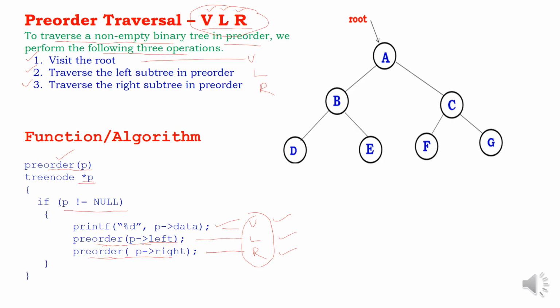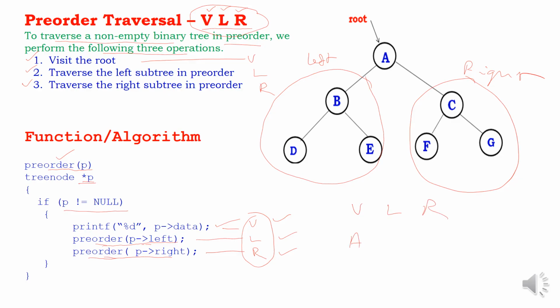See here, for example, in this particular binary tree, where A is the root node, B, D, E is the left subtree, and C, F, G is the right subtree. So the definition is VLR. Visit the root node. The root node is A. Traverse the left subtree in preorder. After visiting A, preorder P left. Preorder P left means B.